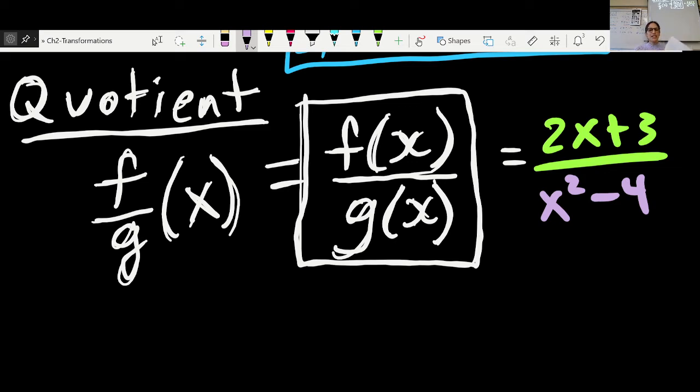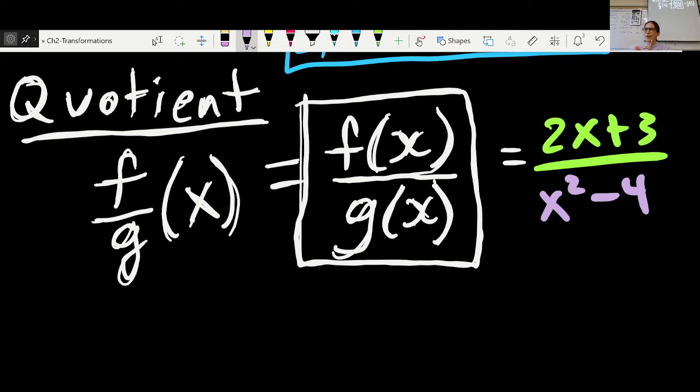The only thing that's a little bit different with the quotient is we'd want to look at the top and bottom and think, if I were to factor, would anything cancel out in this case? No. Could we factor the bottom? Do you recognize it's a difference of squares? So if we factored it, what would that end up being? Yeah, x plus 2, x minus 2, right?